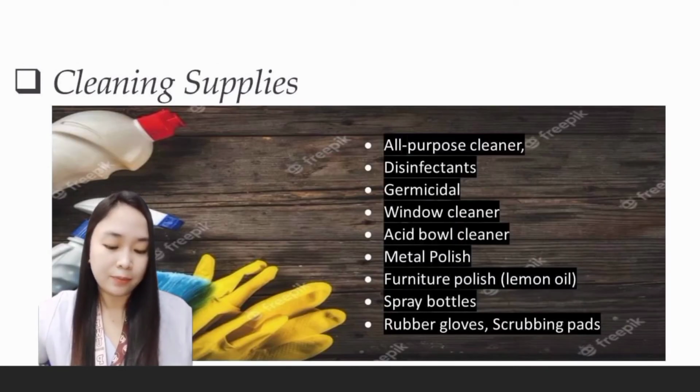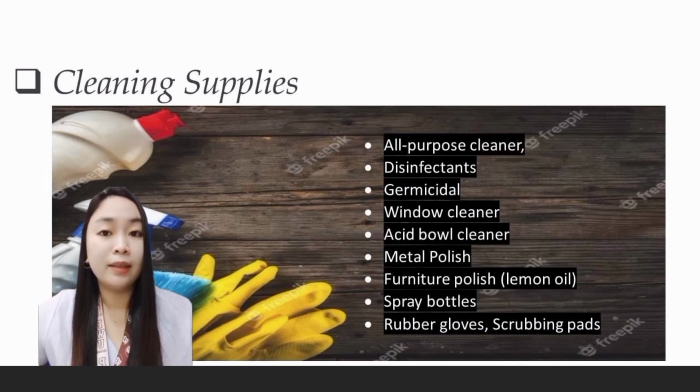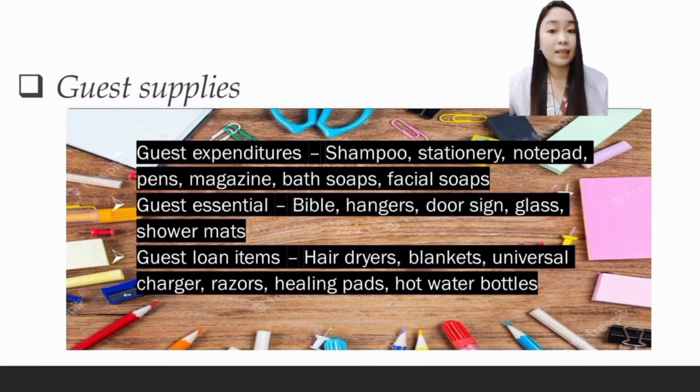First is cleaning supplies: all-purpose cleaner, disinfectant, germicidal, window cleaner, acid bowl cleaner, metal polish, furniture polish, lemon oil, spray bottles, rubber gloves, scrubbing pads. Next, guest supplies. Guest expendables: shampoo, stationery, notepad, pen, magazine, bath soap, facial soap. Guest essentials: Bible, hanger, door sign, glass, shower mats. Guest loan items: hair dryer, blanket, universal charger, razor, heating pads, hot water bottles.